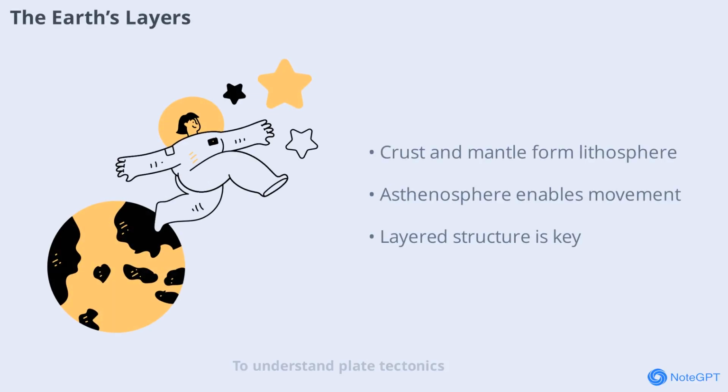To understand plate tectonics, we first need to look at the structure of the Earth. The planet is made up of several layers: the crust, the mantle, the outer core, and the inner core. The crust and the uppermost part of the mantle form the lithosphere, which is broken into tectonic plates. Beneath the lithosphere lies the asthenosphere, a softer, more fluid layer that allows the plates to move. This layered structure is crucial for the movement and interaction of tectonic plates.